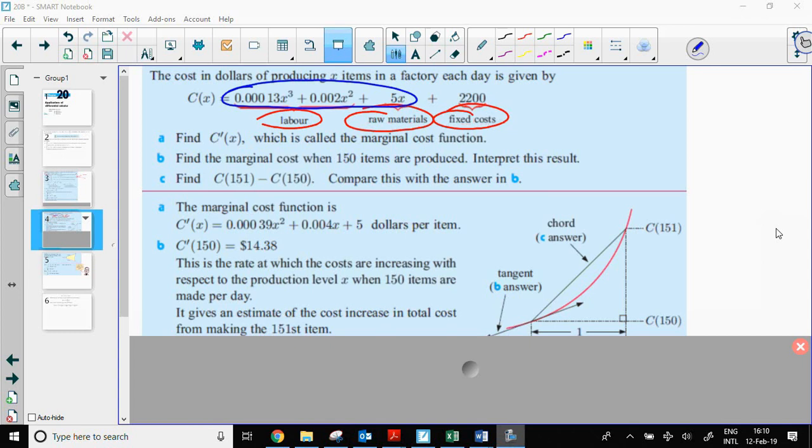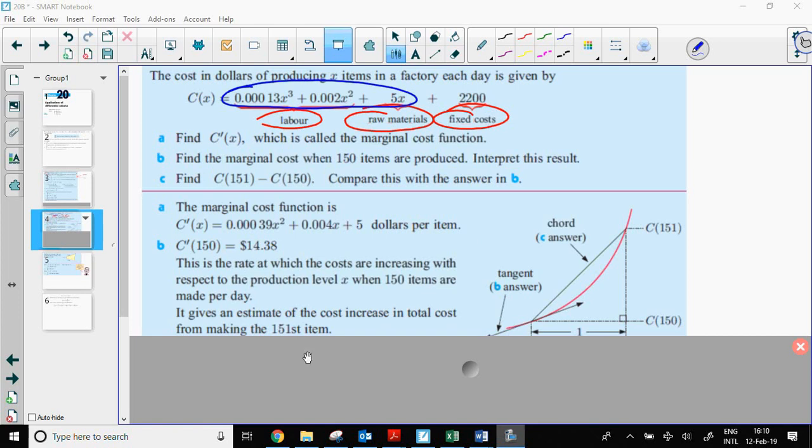If I lost you with that, let me just repeat myself. Because this is the rate of change in cost at 150, the rate of change in cost per item, that means if we were to add a single item, that is, make a 151st item, the increase in cost would be approximately 14.38.